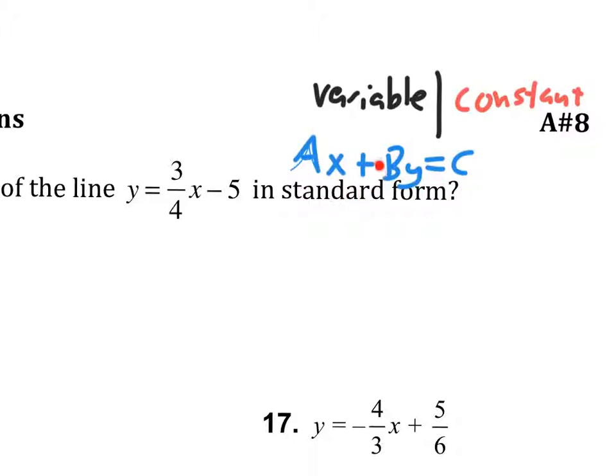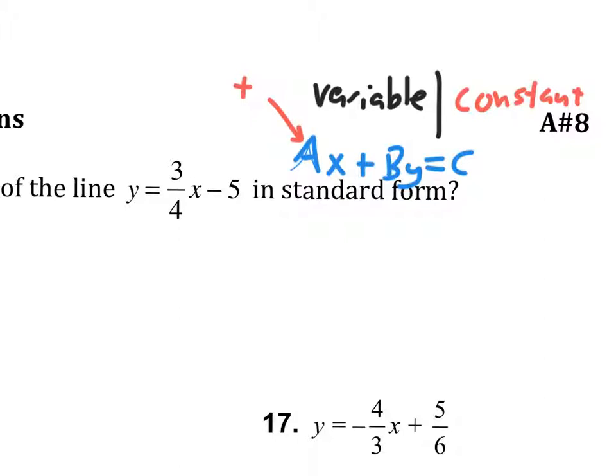So I want to get all my variables to the left side, all my constants on the right side, and I do want all of these letters primarily to be whole numbers or integers. One key thing that we also mentioned is, generally speaking, the A is positive. So I would not say negative 3x plus 2y or something like that. All right, so let's walk through this, and we're going to put this in standard form.